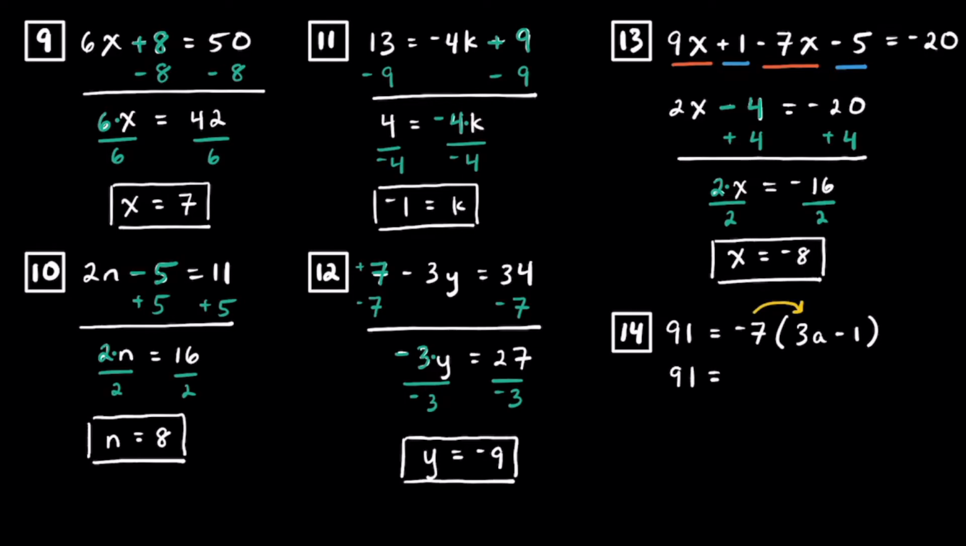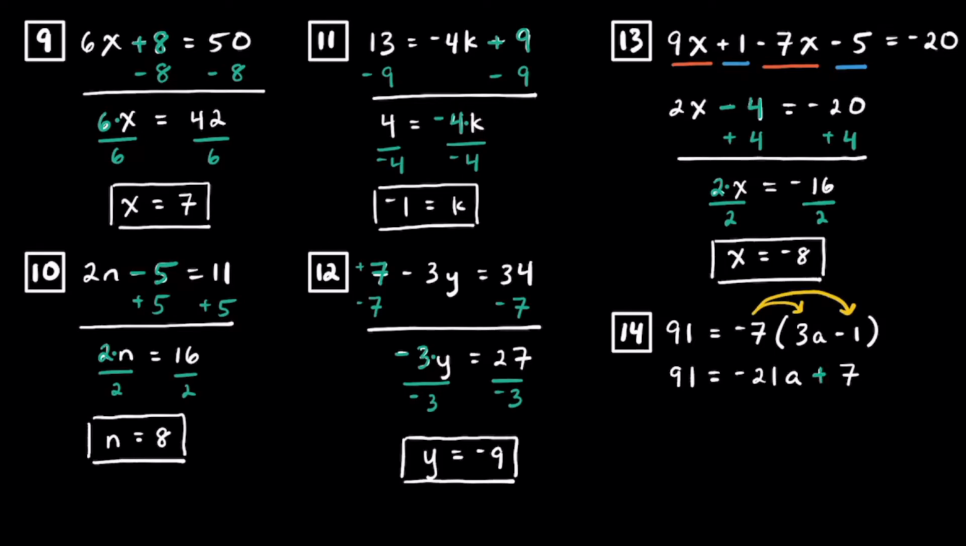On the right side, negative 7 times positive 3 is going to equal negative 21, so we have negative 21a. And then distributing this negative 7 to this negative 1, that's going to be negative 7 times negative 1, that's going to be positive 7. So now that we've distributed, we just have a two-step equation here.